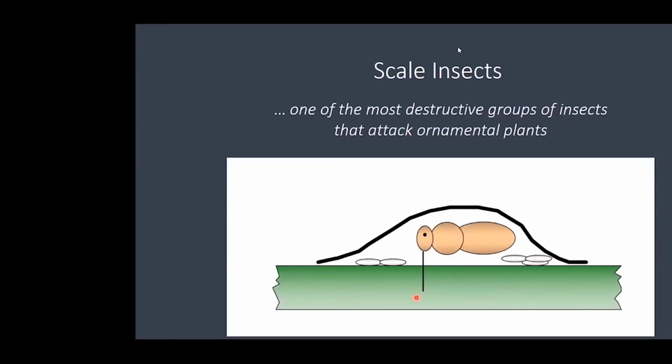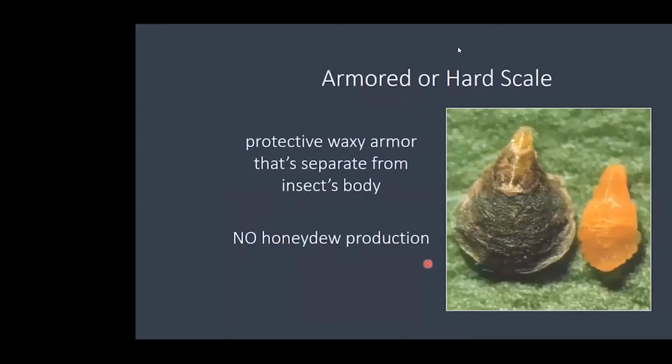And that's how it's going to be, a lot of times vectoring a lot of diseases for our plants is that sucking motion right there. So armored scales, they're not going to produce any honeydew production. So we don't have to worry about sooty mold. A lot of times you won't see that black substance on a tree. So no sooty mold there.